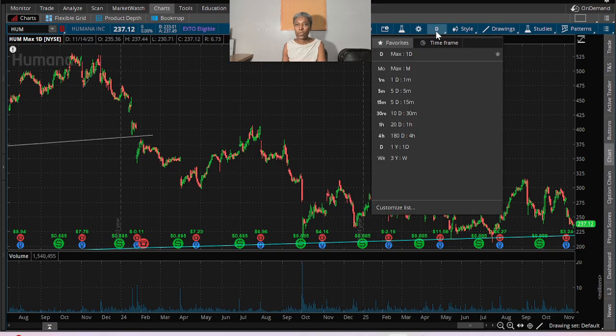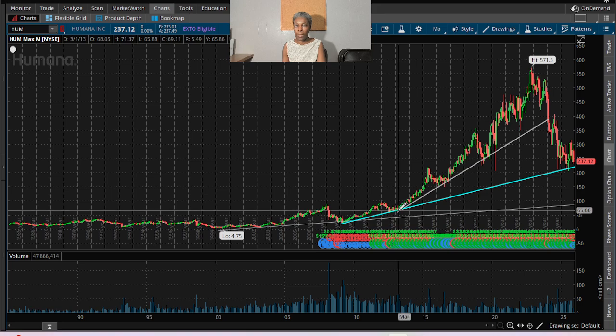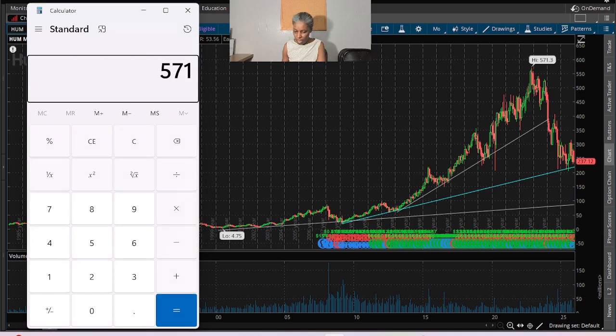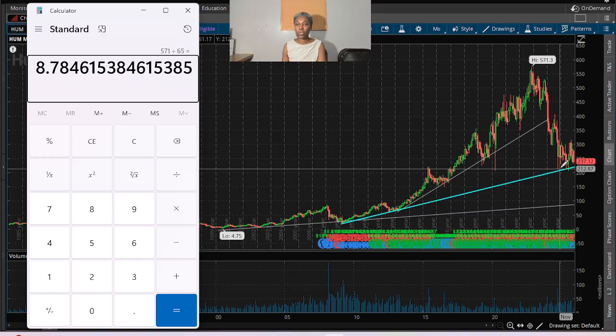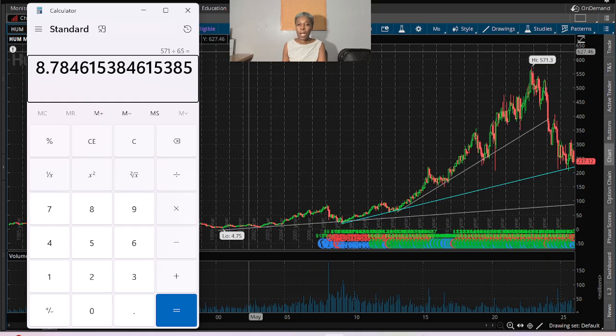So when we go back to HUM, maximum monthly chart, we can see last time it left that valley line that we want to buy it at. The price was 65. Here is 571. 571 divided by 65, you get 8 times your capital. So I don't know if it's going to duplicate the same process here or not, but keeping it for 10 years or so, you'd get 8 times how much you paid for it, pretty much.